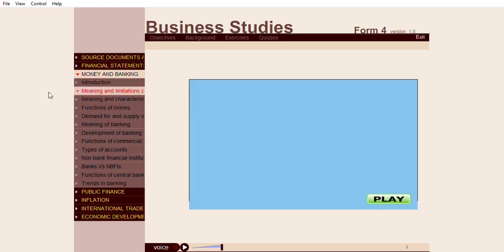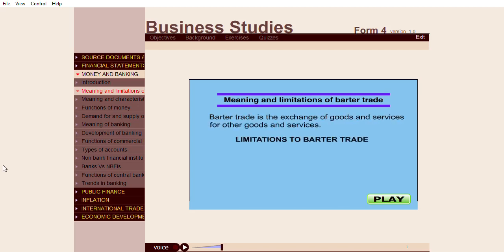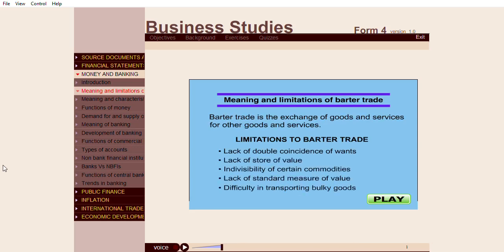Meaning and limitations of barter trade. Barter trade is the exchange of goods and services for other goods and services. Limitations of barter trade: lack of double coincidence of wants, lack of store of value, indivisibility of certain commodities, lack of standard measures of value, and difficulty in transporting bulky goods.